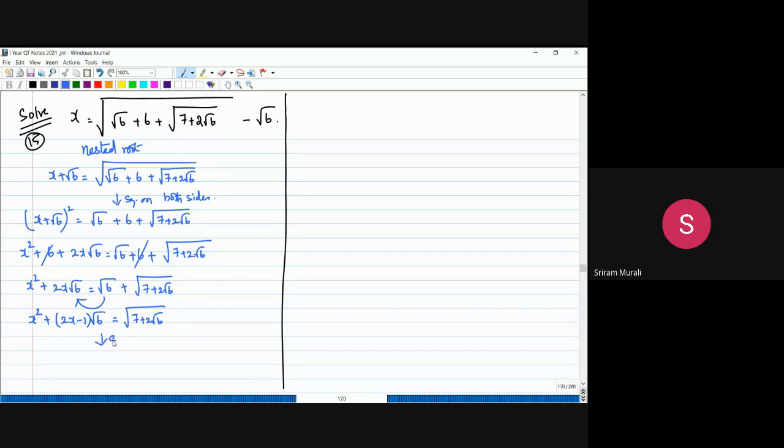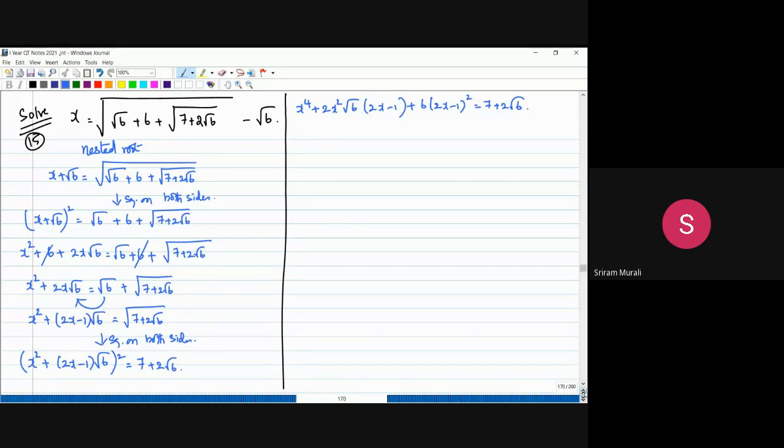is convenient for me. So now you again square it on both sides so that this square root will go off. Now what will happen? This is x square plus 2x minus 1 root 6 the whole square is equal to 7 plus 2 root 6. Now you expand using a plus b the whole square. This is a square plus 2 into a into b plus b square, that is 6 into 2x minus 1 the whole square, is equal to 7 plus 2 root 6.